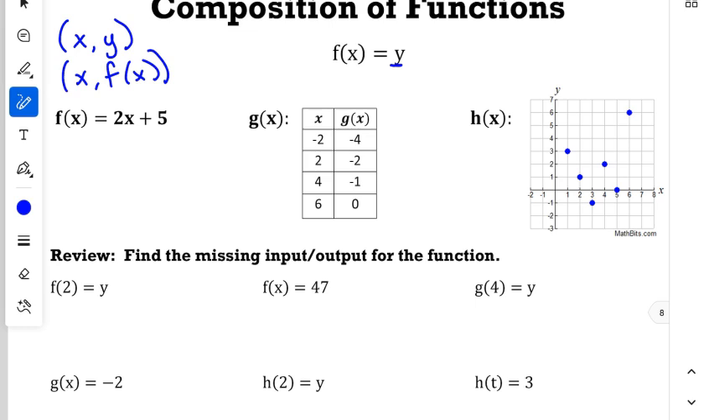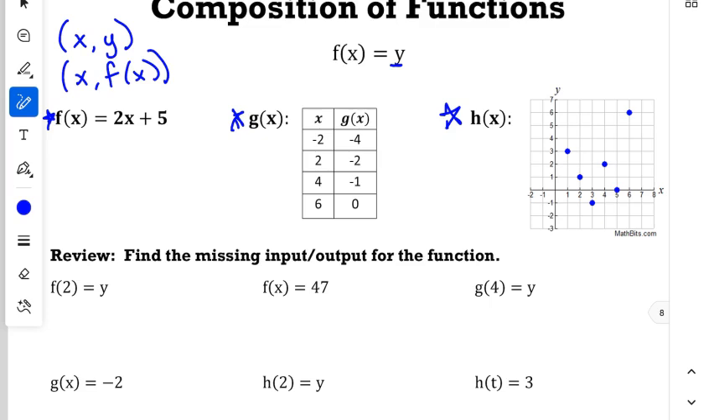Okay, so we have three different types of functions. We have an equation. This f of x is an equation. G of x is a table. And then h of x is a graph. That's three different ways that you could represent the graph or the function. And then where it says review, find the missing input-output for the function. It gives you the three types, and you've got to find the input or output for that function.